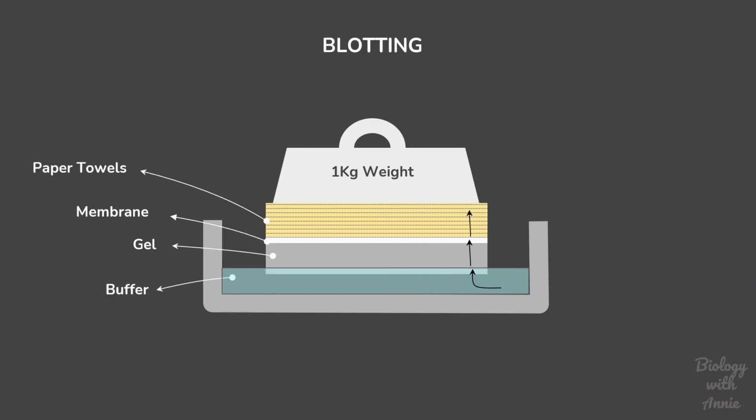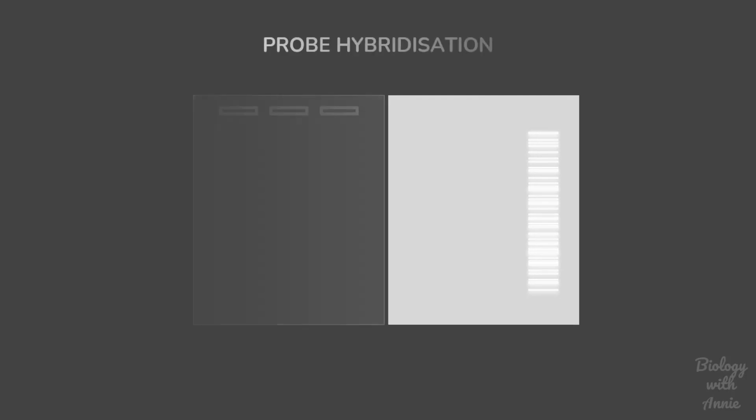The DNA then sticks to the membrane, retaining the pattern it had in the gel. Once the membrane is fully dry, the DNA is almost permanently immobilized. This means that the DNA fragments cannot be washed away. Next, a solution containing the DNA probe molecules can be added on top of the membrane.